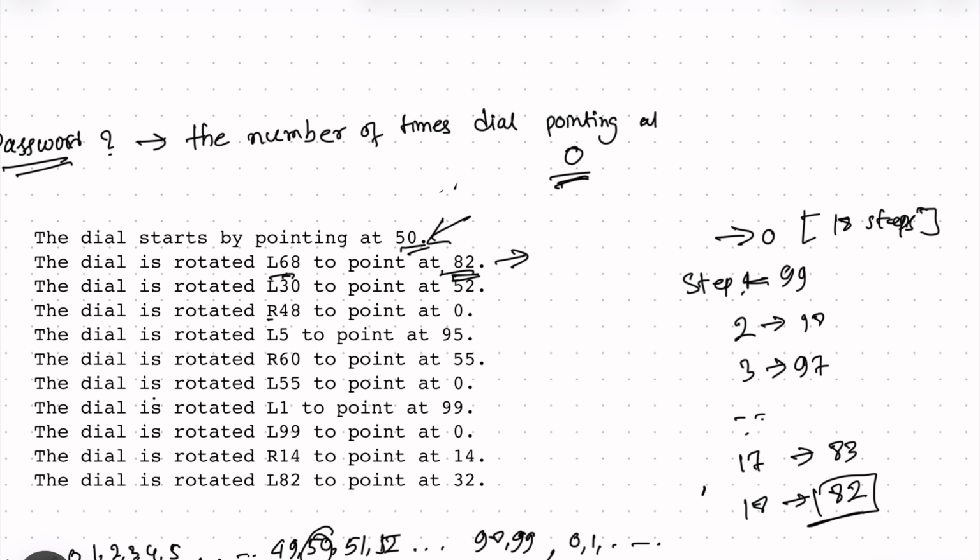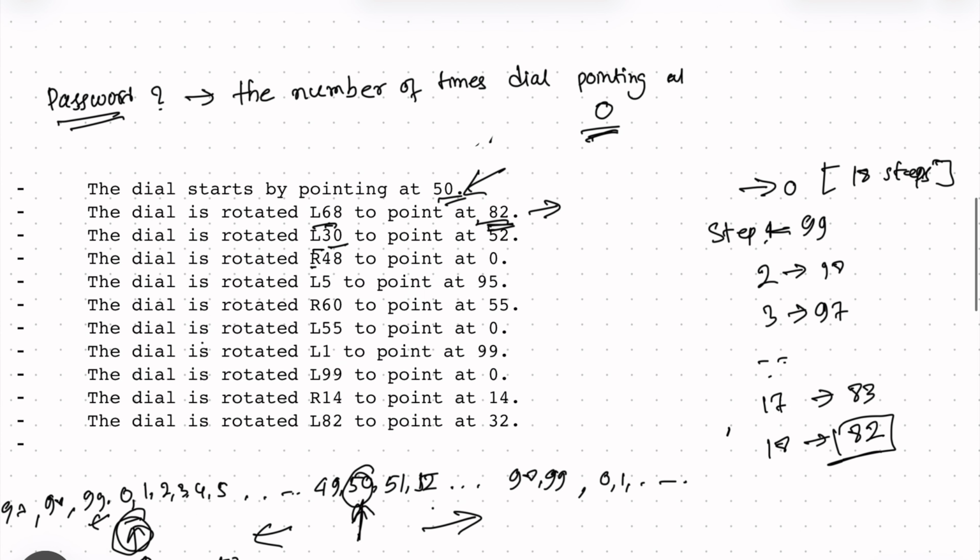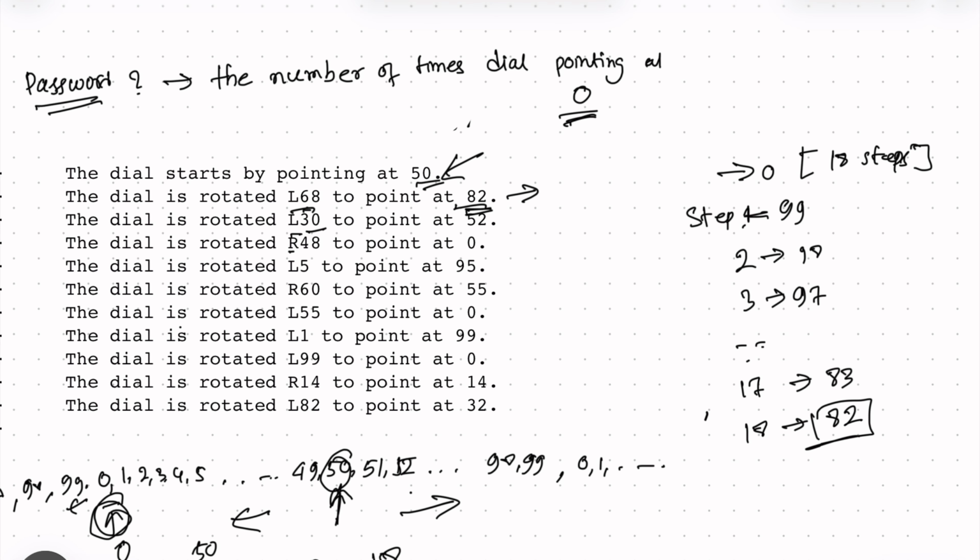And then the next rotation is L30, right? We are now at 82, and we again have to go to the left. That means 82 minus 30, which is 52. So now we are at 52.